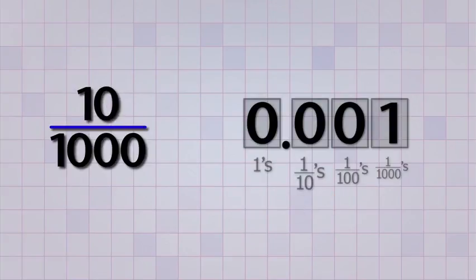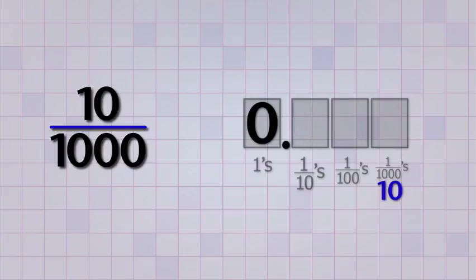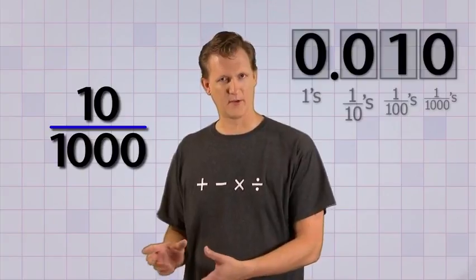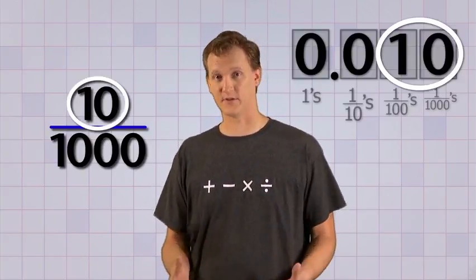Next, let's try converting 10 over 1,000. Remember that 10 thousandths is the same as 1 hundredth, so we'll put a 1 in the hundredths place, and we'll put a 0 in the thousandths place. We don't really need the 0 at the end, but it helps us see that this was 10 thousandths.